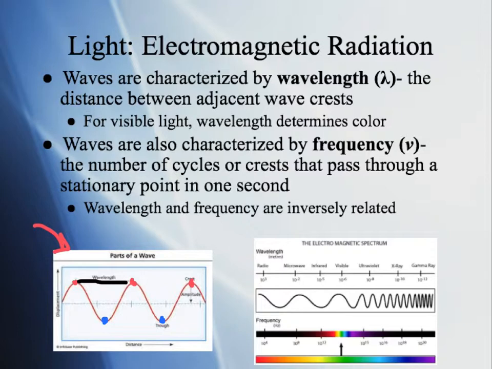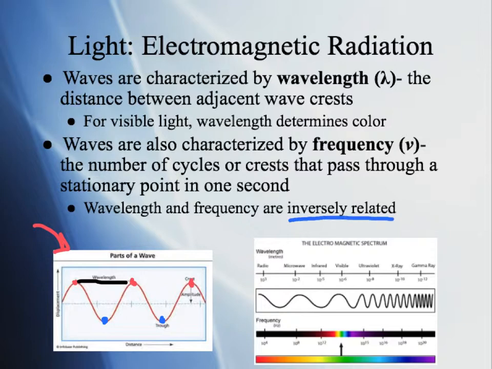I also said that waves are also characterized by frequency, and that basically is the number of cycles that pass through a stationary point in 1 second. So basically, if you were standing looking straight ahead and you were counting how many waves crossed your path in 1 second, that would be its frequency. Okay. Now, frequency and wavelength are inversely related.